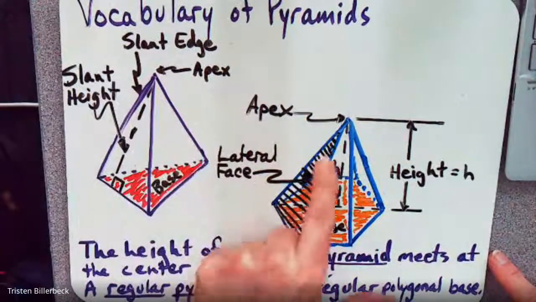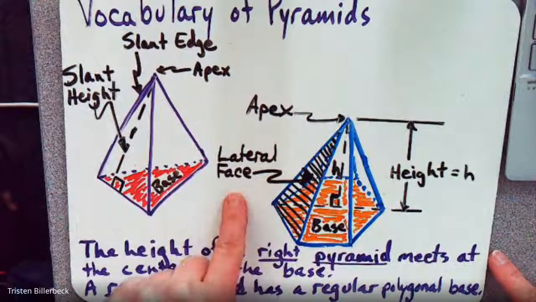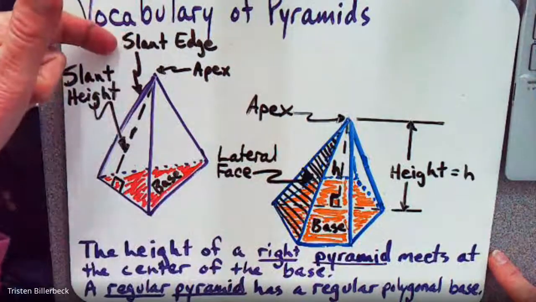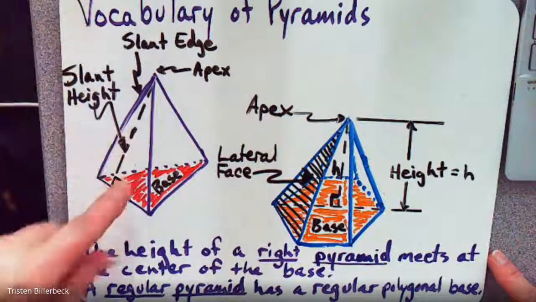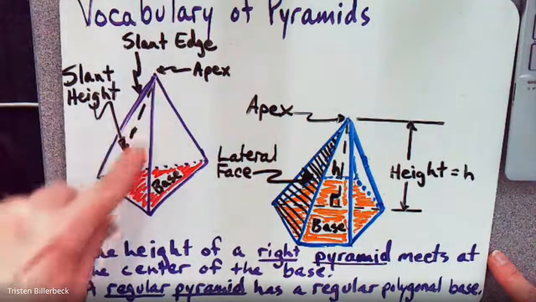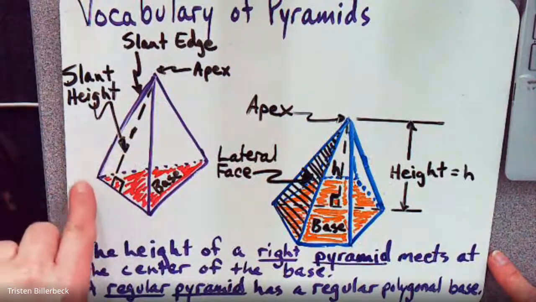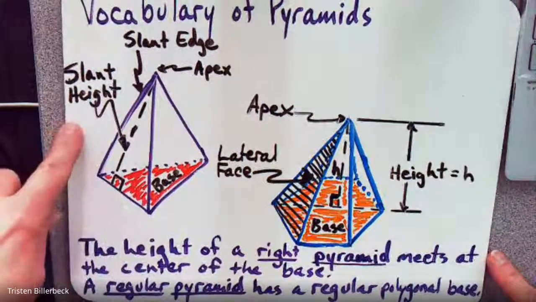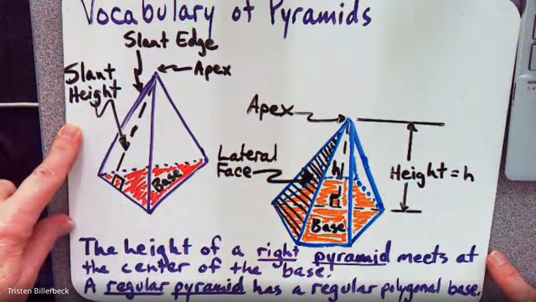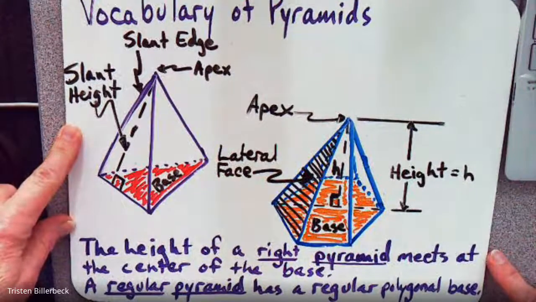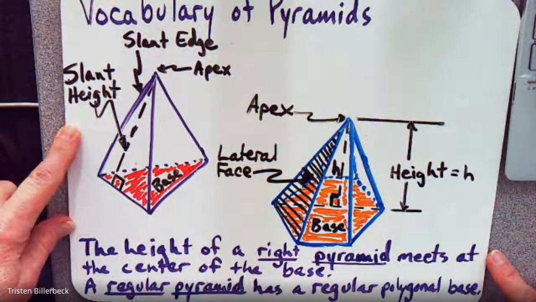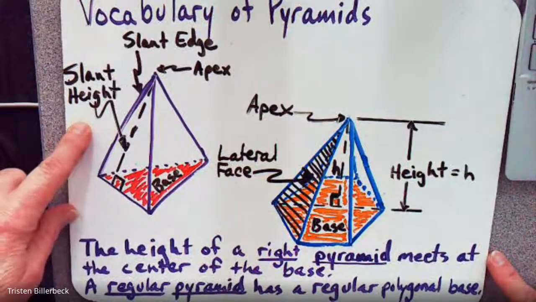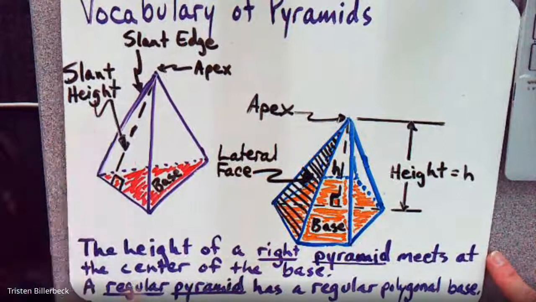Okay, so the top of the pyramid is called the apex. The side of the pyramid is the lateral face. And the edge of the lateral face is called the slant edge. And the height on that lateral face, where it ends in a right angle with the base, is called the slant height. And that's what we need to find when we want to calculate the lateral surface area. So we need to find the slant height for each face, if the faces are different.